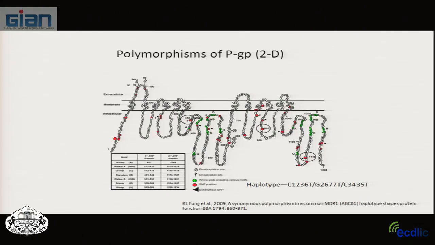If you look now at the distribution of SNPs in P-glycoprotein, this is the 2D model, and you can see these red circles show that you have SNPs distributed throughout the molecule. One of the haplotypes that is most studied is C1236T, G2677T, and C3435T, where the first one is actually at amino acid 412, which is here. The second one is 893, which is about here. You can see the circle. This is 412, 893, and then 1145 is the C3435. But there is no change in amino acid here or in 412. At 893, glycine is changed to either serine or threonine, but that alone has no effect on the function. So mostly this is the haplotype which is studied.